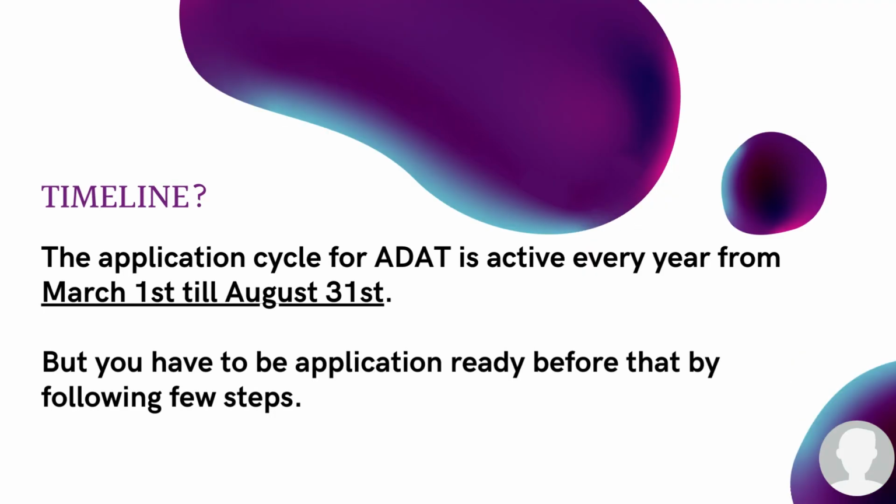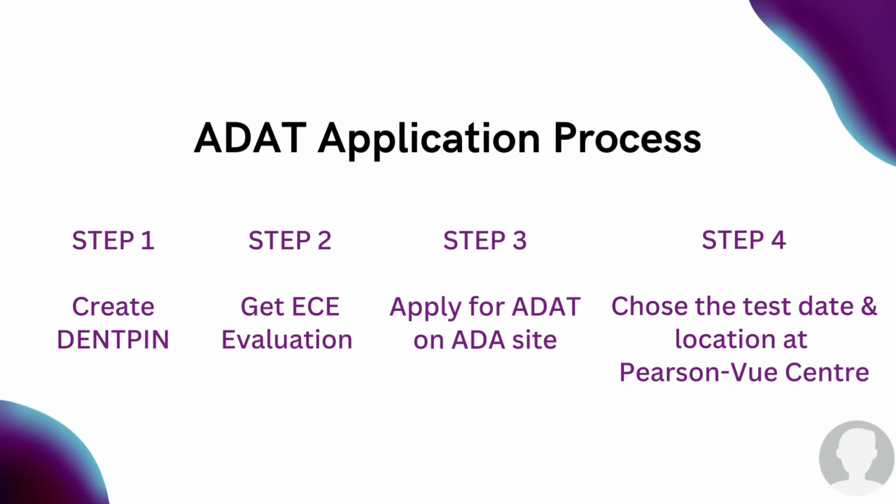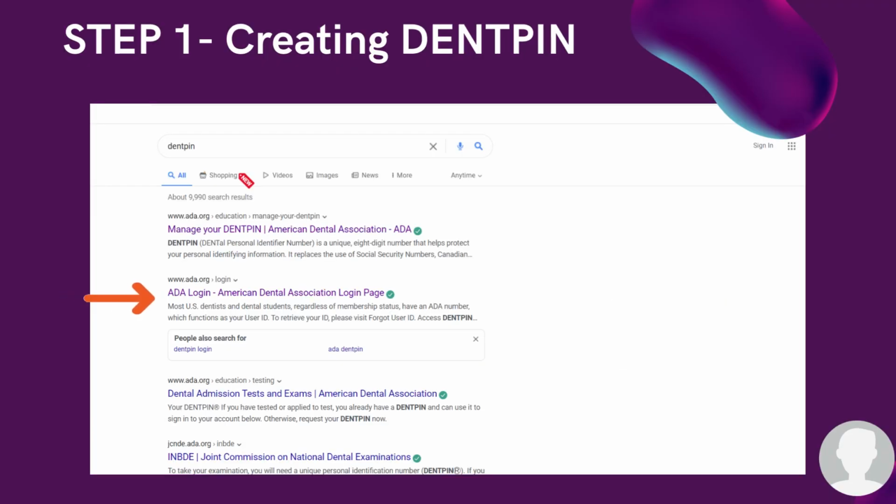The application cycle for ADAT is active every year from March 1st till August 31st. But you have to be application ready well before that by following some steps. Step 1, you have to create a DENTPIN. Then, step 2, you have to get ECE evaluation done. In step 3, you have to apply for ADAT in the timeline that we discussed. And step 4, once you get the eligibility letter from ADA, you have to choose a test date and location at Pearson View Center. Now, let's talk about creating a DENTPIN in the following simple steps.